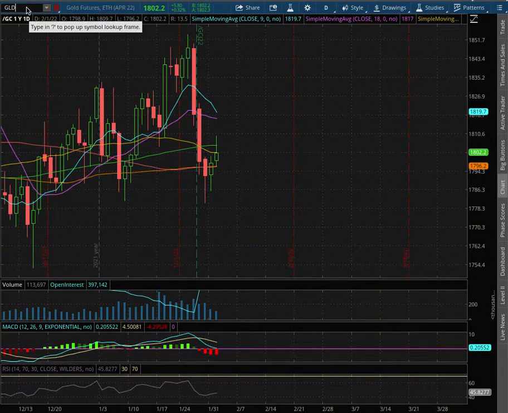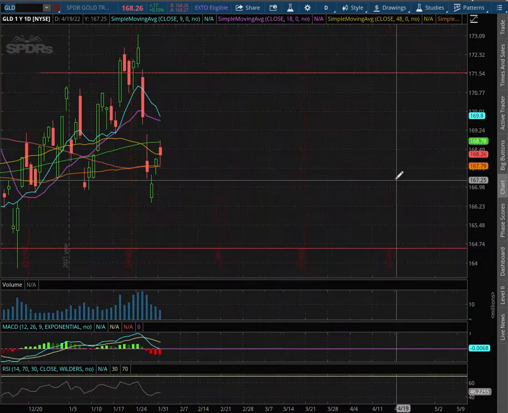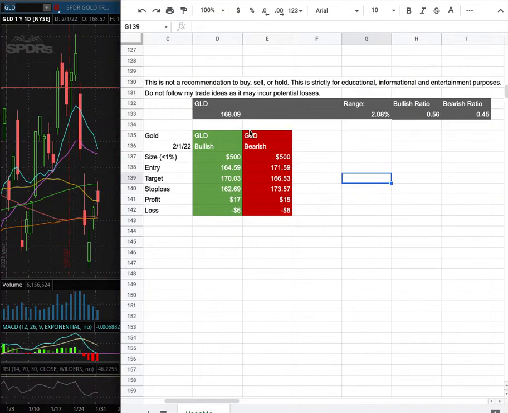As with the trade idea, I'll be trading GLD. My trade position size for it is less than 1% of my portfolio. My long entry is at $164.59. My sell target is at $170.03. My stop loss is at $162.69.